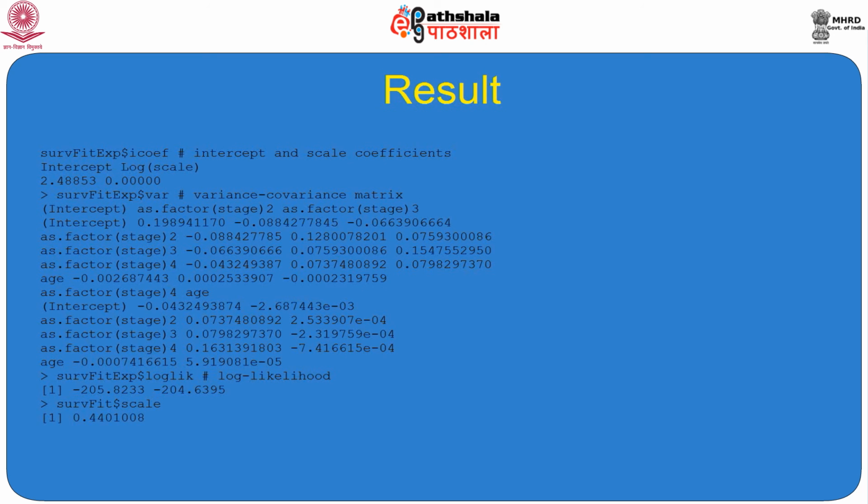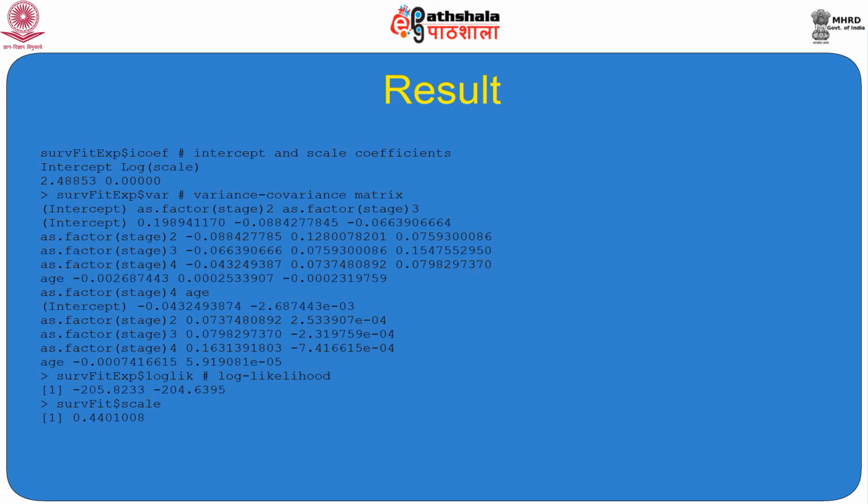Now coming to how to get the intercept and scale coefficient values. If you put survfit of x with coef, it will give you the intercept and log scale value. Then the variance covariance matrix for the different stages. It can be observed that since we have stage categorized as a factor with 2, 3 and 4, in addition there is the reference category, that is 1. The first column shows the intercept, and after that the factor of stage 2, factor of stage 3, factor of stage 4. Since we have 4 stages, 1, 2, 3, 4, whatever results are coming here are basically with reference to stage 1.